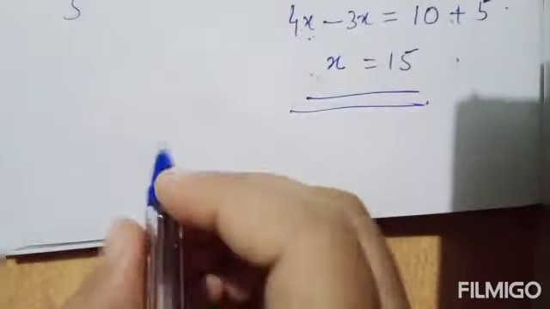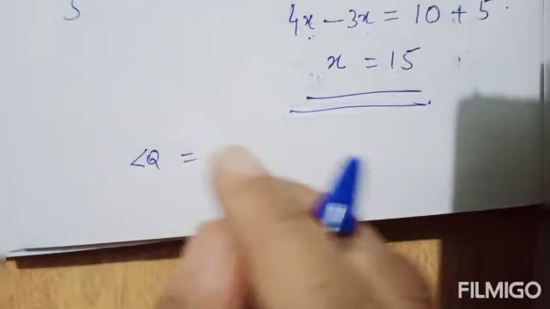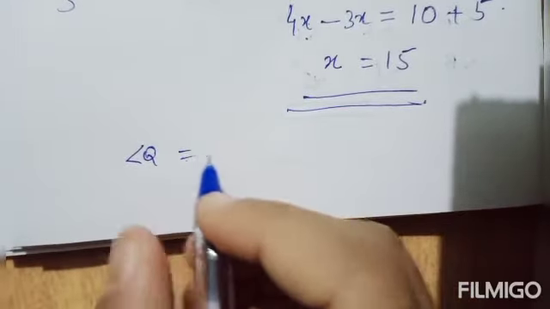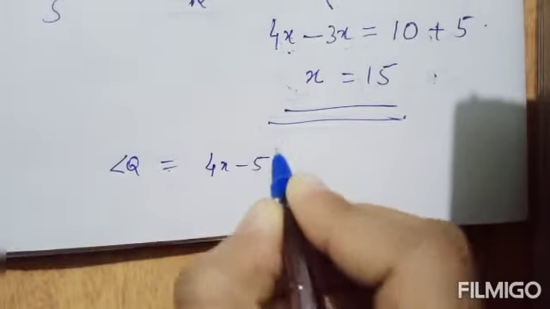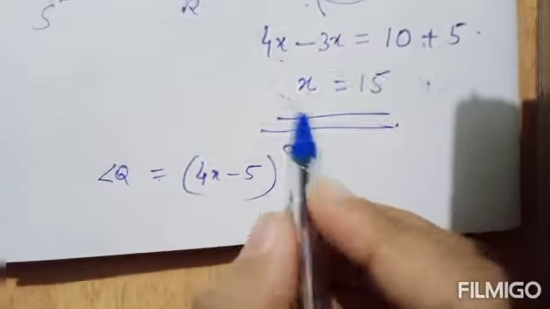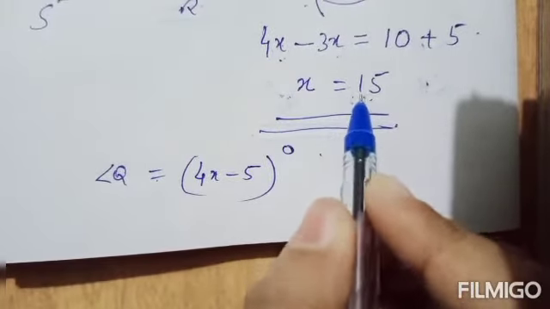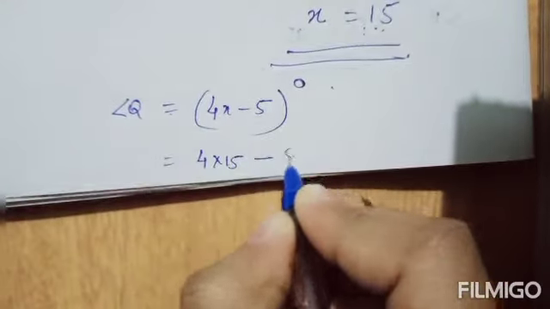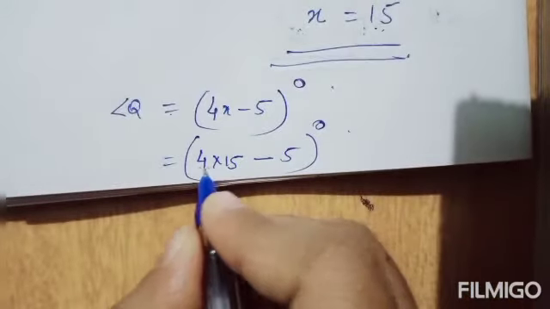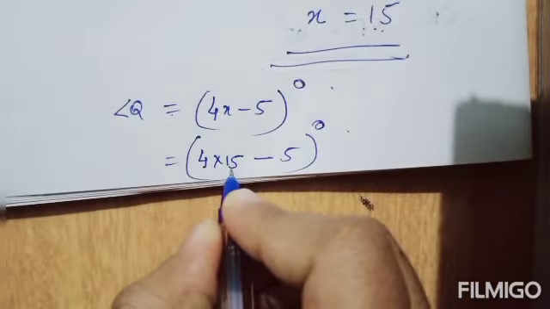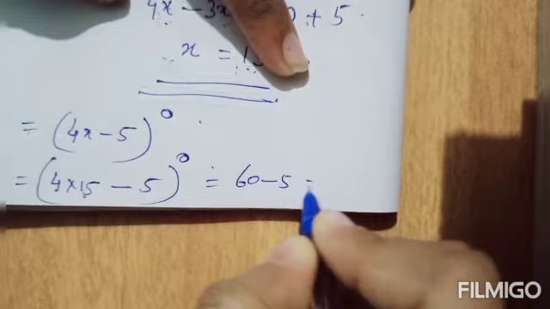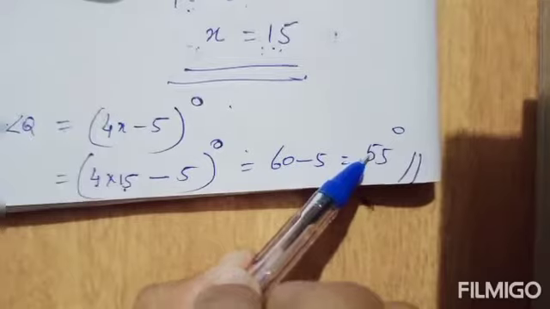Now you can find angle Q. The question is to find angle Q and angle R. First angle Q, it is given as 4x minus 5 degree. In place of x, what can we substitute? x equal to 15 we got. So that value we can substitute here: 4 into 15 minus 5 degree. Now 4 into 15 is 60. So you will get 60 minus 5, that is 55 degree. So angle Q is 55 degree.